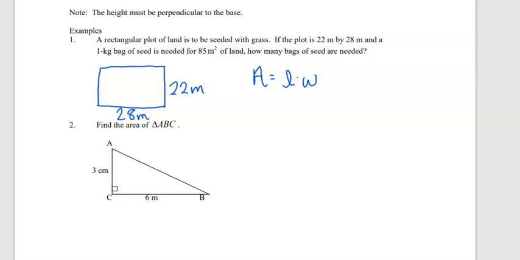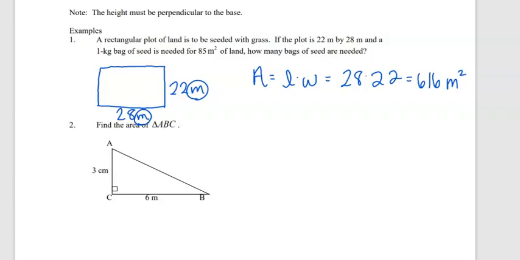The first thing we need to make sure of is that both the length and the width are in the same units. And they are. They're both in meters. And so that's good. We can go ahead and calculate the area by doing 28 times 22. And when we do that, we get an area of 616 meters squared because we did meters times meters, which is why this is in meters squared. It takes 616 square meters to cover this plot of land.